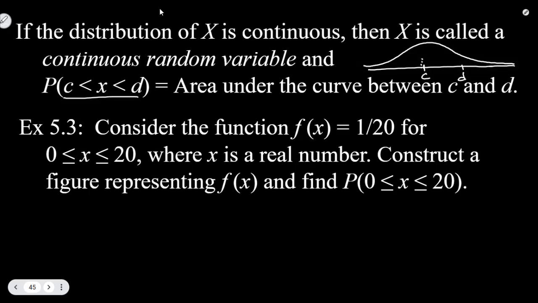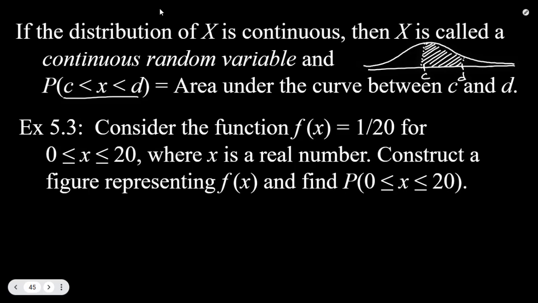And so if we put a boundary at c and another boundary at d, and we figure out this area in here, that area, which is less than 1, it's between 0 and 1, will be equal to the probability that x is between those two numbers, that the result of our outcome will be between those two c and d values, whatever those values are.